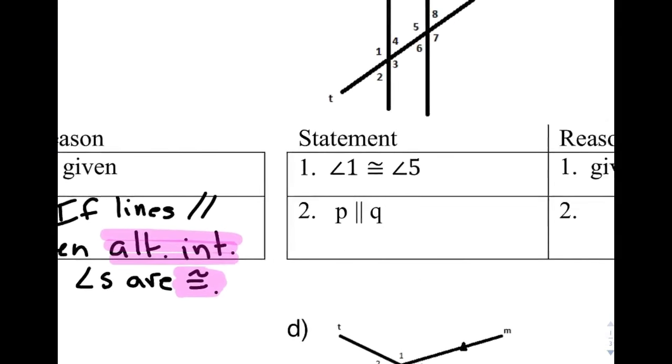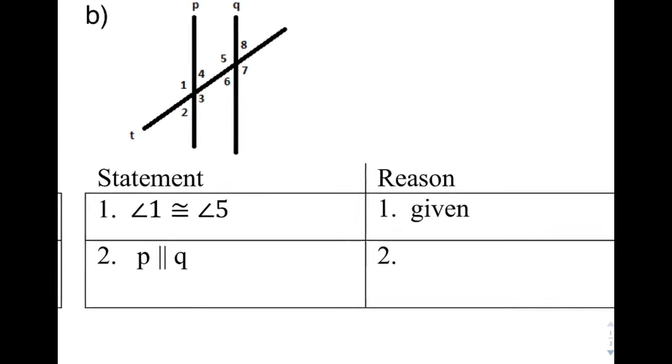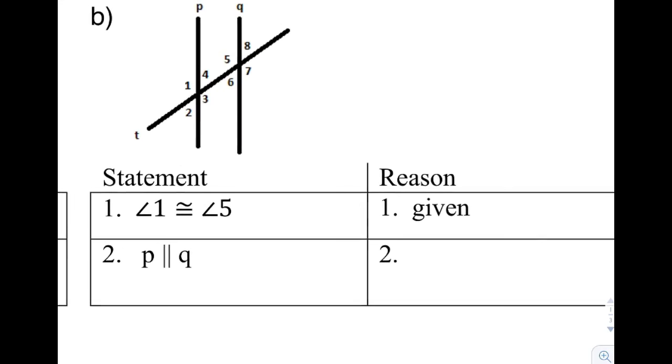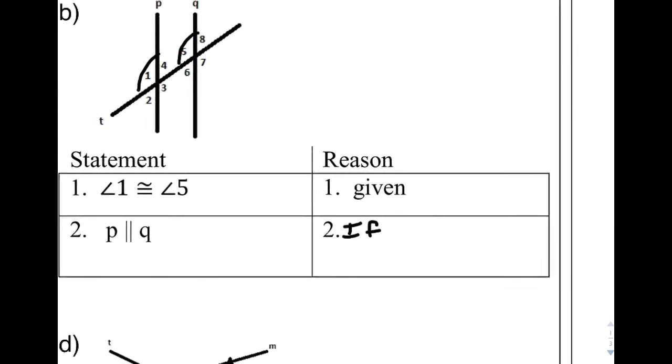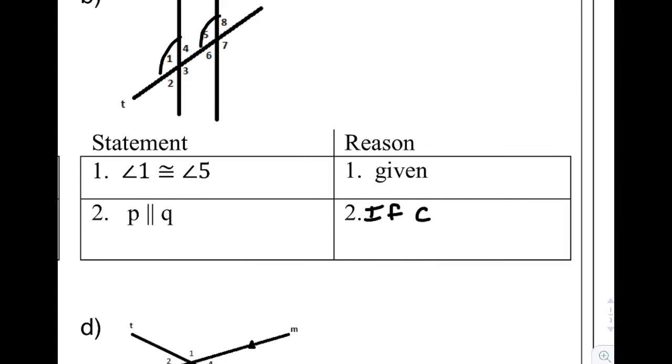All right, let's go over to statement B. This one is a little bit different order, but nonetheless, you follow the same pattern. First off, we look at statement 1. It says that if statement 1, number 1 and number 5. So 1 is here, and number 5 is right there. What kind of angles are those? Those are corresponding angles. So if corresponding angles are congruent, okay? That's what that statement tells us.